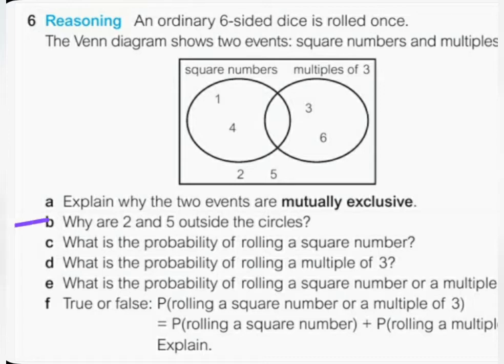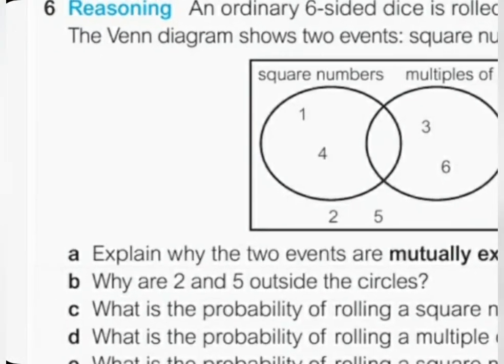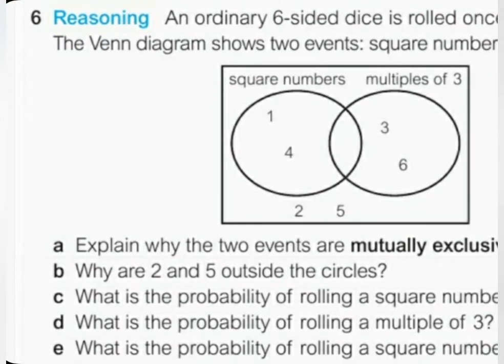Question B, why are 2 and 5 outside the circles? As you can see here, we just explained this. 2 and 5 are outside of the circles because they're not square numbers nor multiples of 3. And this is the answer of B. Question C, what is the probability of rolling a square number? Now, how many square numbers do you see in a dice? Very good, we have 1, 2, so there are 2 square numbers.